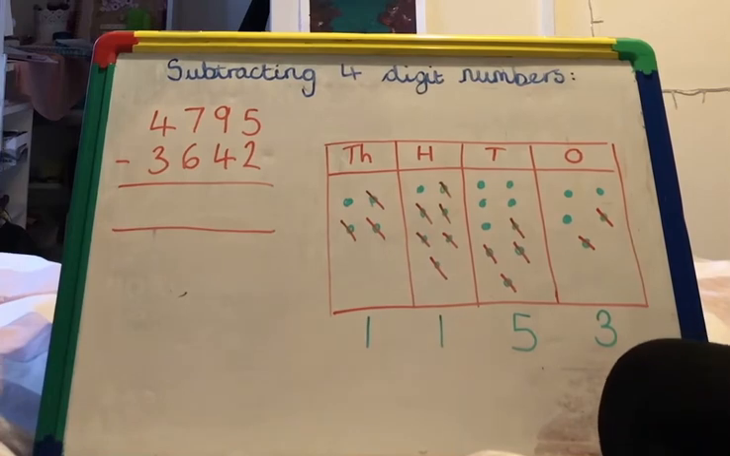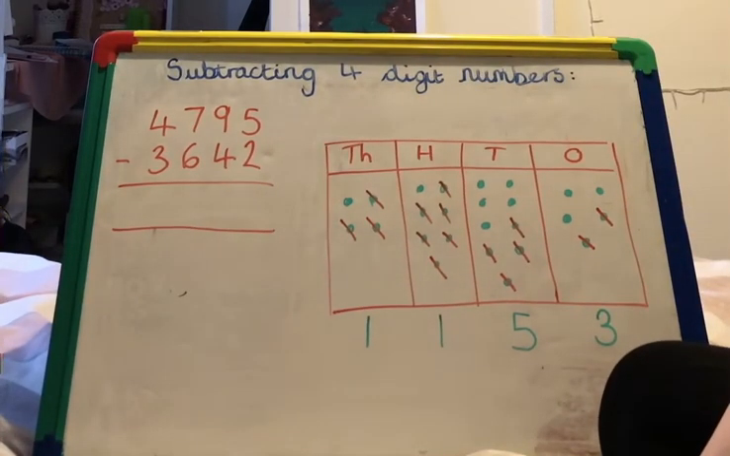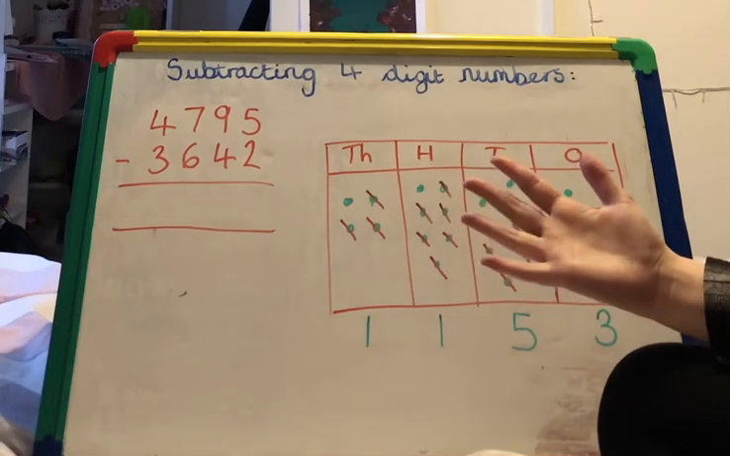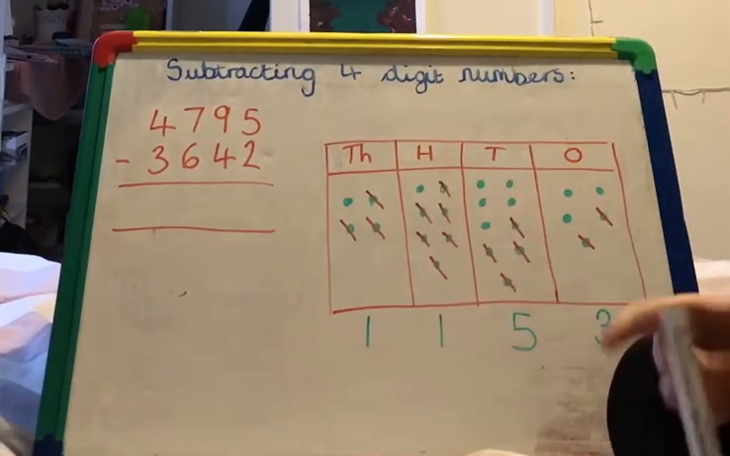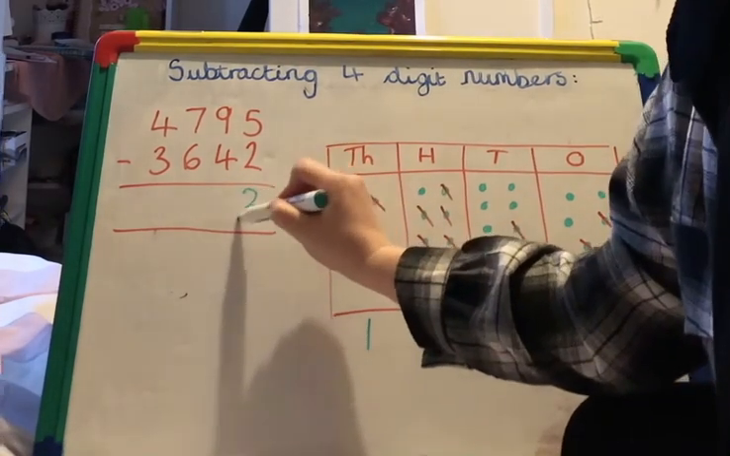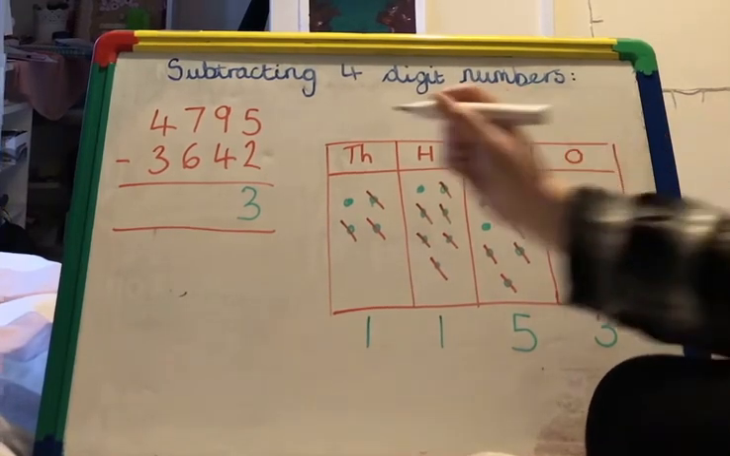So 5 take away 2. You could do that in your head. You can use your fingers to help you if that helps. 5 take away 2. I am left with 3. 9 take away 4. Try and do that in our heads. That is going to be 5.